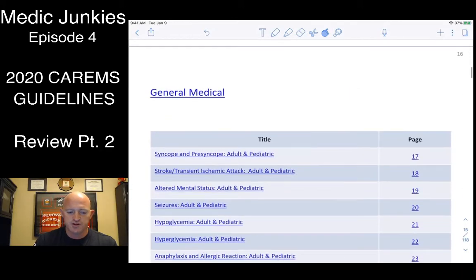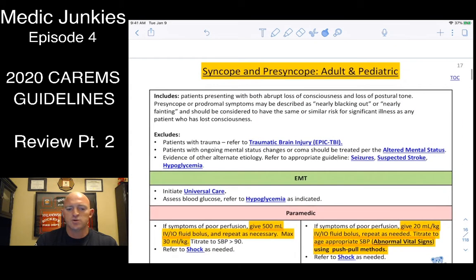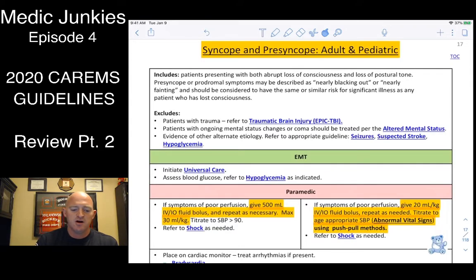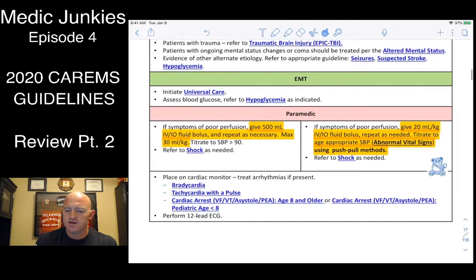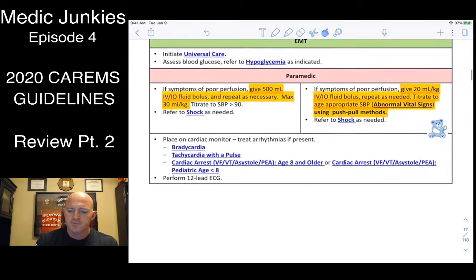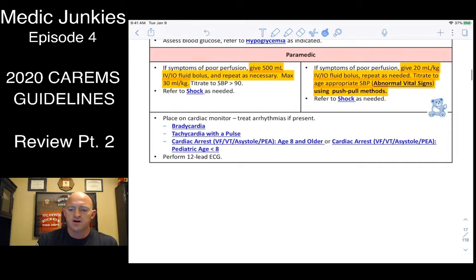All right, moving on. General medical. We get to our syncope, pre-syncope. Try to give fluids, max of 30 milliliters per kilo. For kids, 20 per kilo. Remember, if a kid's blood pressure is low, we try to use that push-pull method.